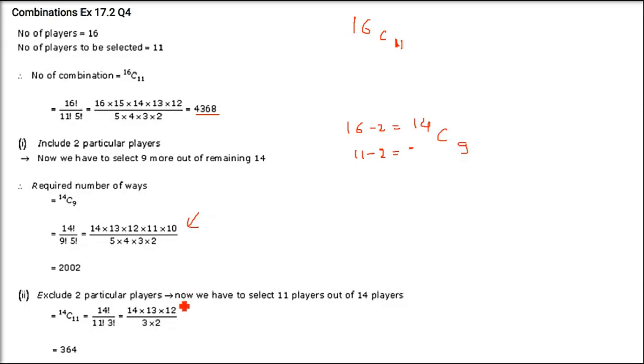Now exclude 2 players always. So you have to exclude 2 from the original numbers. This has 16 total, now 2 you have to remove, so 14 options are there. But still you have to make a team of 11. 11 has to be selected, only 2 are not to be selected. So from 16 we have already deducted 2, so it will be 14C11. 364 will come.